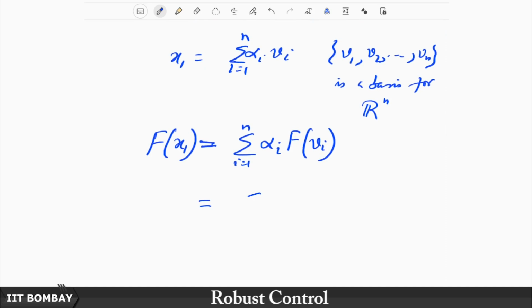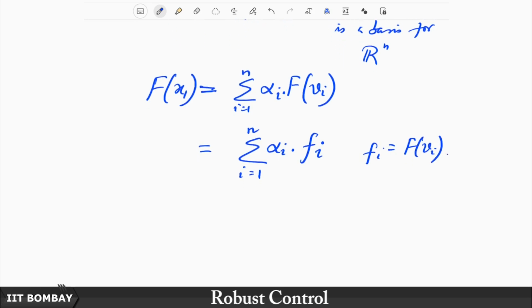Now if I were to write this as i equal to 1 through n, and remember this is a scalar multiplication, alpha i is a scalar, f of vi, because when the linear functional acts on a vector it spits out a real number. So this f of vi is also a real number. So this is alpha i times, let us say, fi, where fi is nothing but f of vi, the way I have defined it.